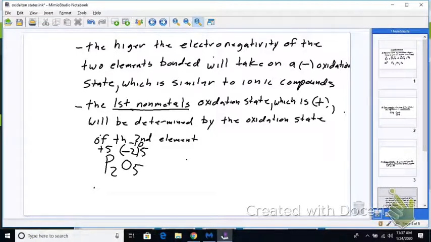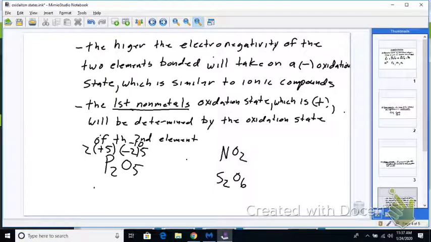Because we got two nonmetals battling for the electrons. Guess which one wins out? Oxygen. Oxygen has the electrons. Phosphorus doesn't. So phosphorus takes on a +5. Because they've got to balance out to 0. Okay? I'm going to give you two to do. NO2 and S2O6. So do those two.